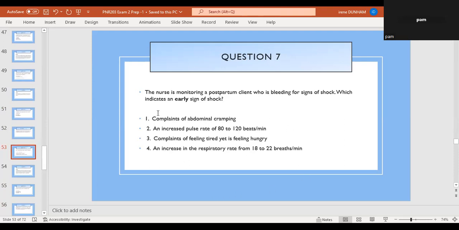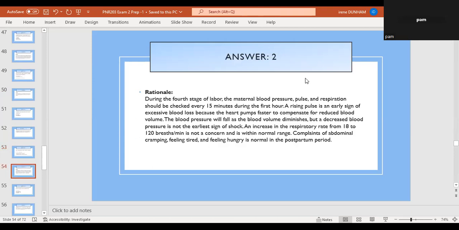Okay, so what's my early sign of shock? Remember, the pulse goes up. So I'm going to choose number 2. So let's see if I'm right. Yes. Okay, so during the 4th stage of labor, the maternal blood pressure, pulse, and respiration should be checked every 15 minutes during the 1st hour.